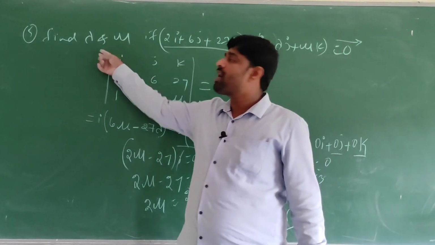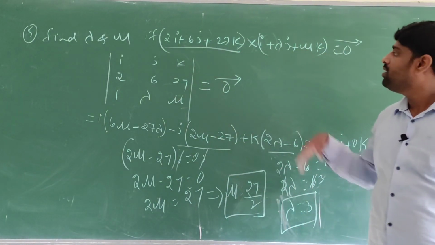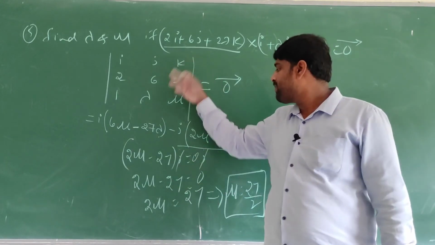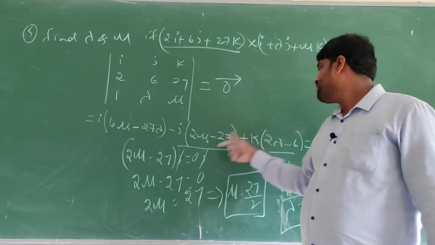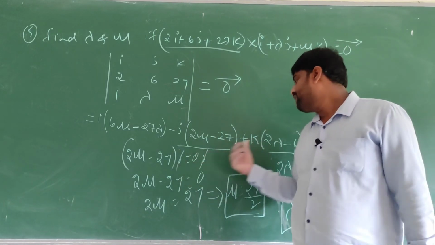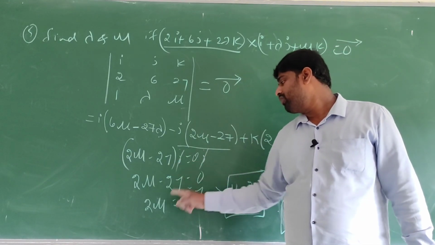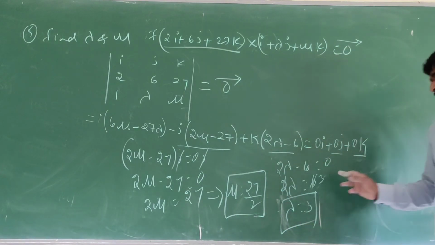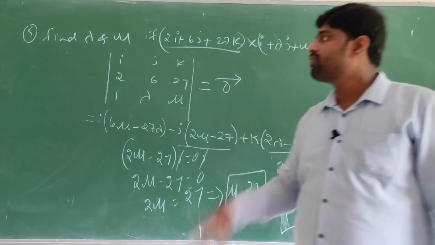You have to find lambda and mu. So this vector is given, this vector is given. When a cross product comes, you have to take the determinant, expand it, and equate the i coefficient, j coefficient, k coefficient. I equate the j coefficient and k coefficient. That is 2 mu minus 27 equals 0, therefore mu is equal to 27 by 2. 2 lambda minus 6 is equal to 0, therefore lambda equals 3. This is the solution for problem number 5.